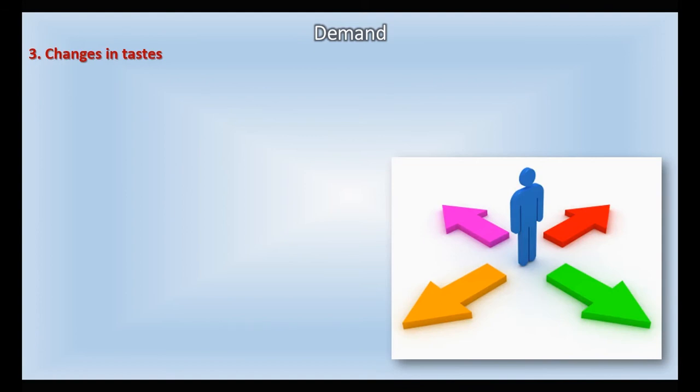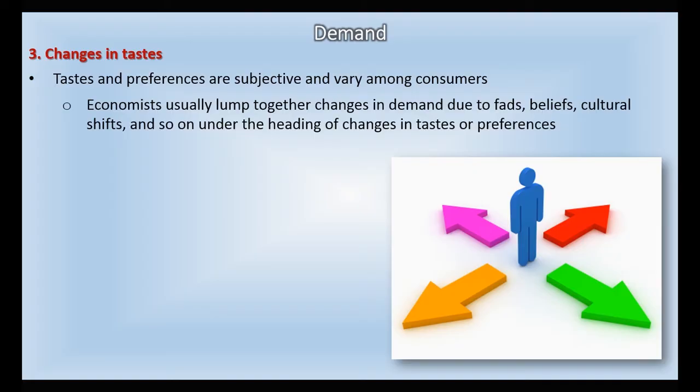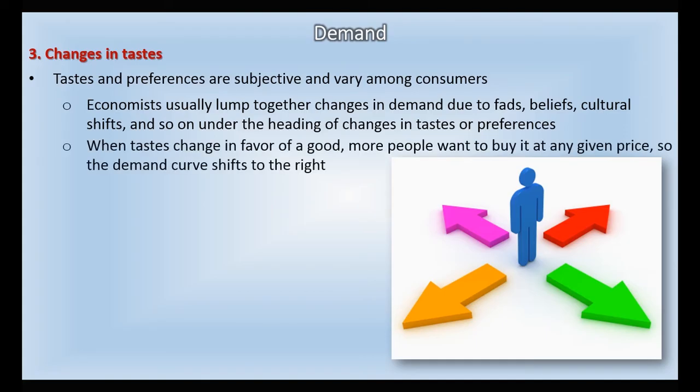Another factor that can affect demand is changes in taste, what people think about certain things that they buy. Tastes and preferences are subjective and vary amongst consumers, right? You have your own taste, I have my own taste. Economists usually lump together changes in demand due to fads, beliefs, cultural shifts, and so on under the heading of change in taste and preferences. Advertising can usually have an effect on that. When tastes change in favor of a good, more people will want to buy it at any given price, so the demand curve shifts to the right.